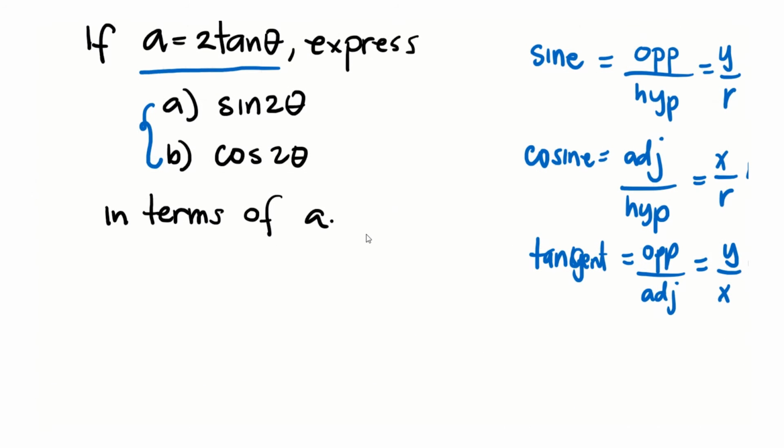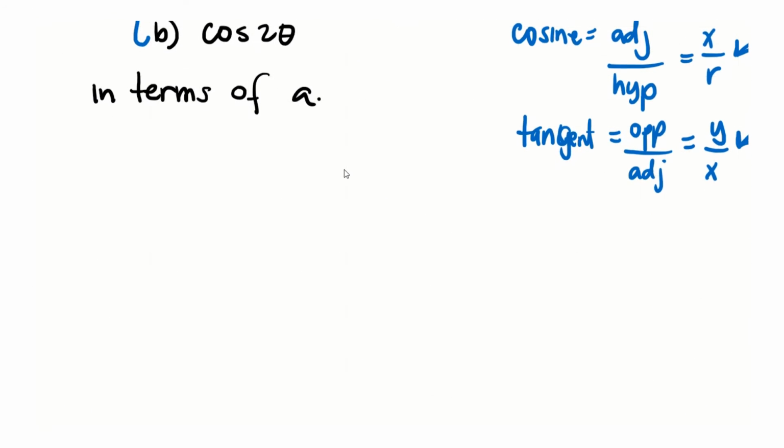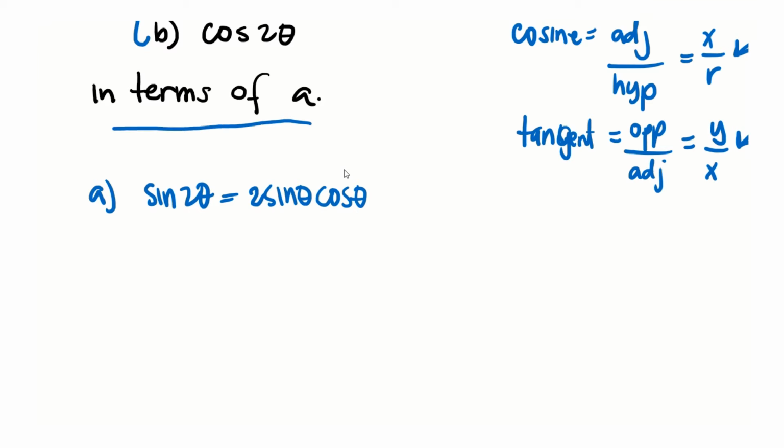So let's start with sine 2 theta. I keep on saying A, it's sine 2 theta. This is a double angle identity. The identity is 2 sine theta cosine theta. Again, this is something that you need to know before answering this problem. Since the goal is to express sine 2 theta and later cosine 2 theta in terms of A, we need to remove sine theta and cosine theta and write these expressions in terms of A.